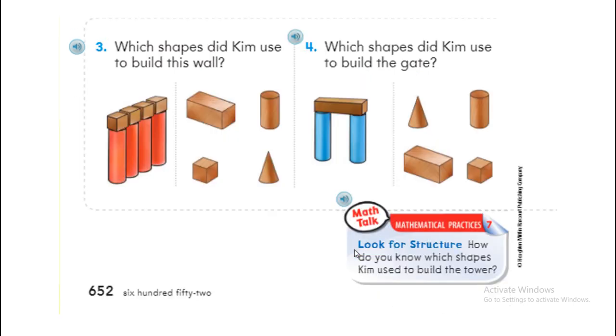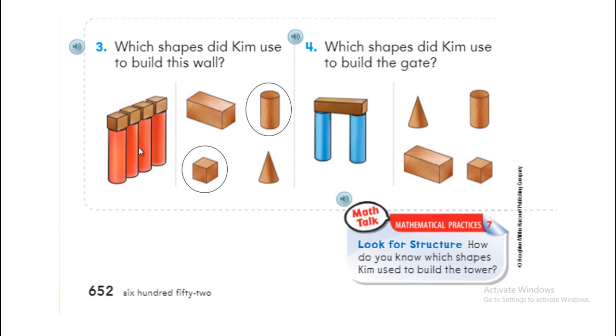Move to question number 3. Which shapes did Kim use to build his wall? The red wall. Red and brown. And here he used some cylinders and some cubes. So circle the cubes and circle the cylinder.